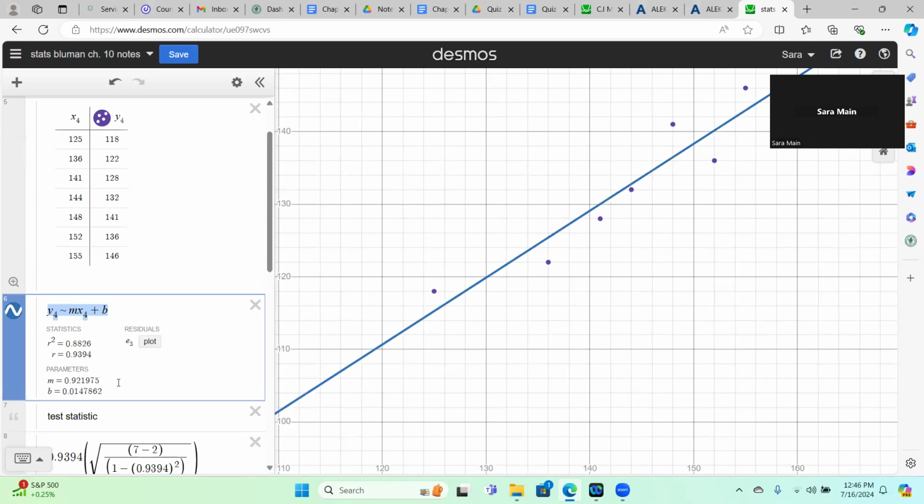plus b. And what you really want to make sure is that you're getting the same r that I'm getting here, because you're going to have a homework assignment and a quiz in Canvas that you'll need to be able to complete these for. So let's go ahead and write this on our paper. The correlation coefficient is 0.9394, which is a strong positive relationship.